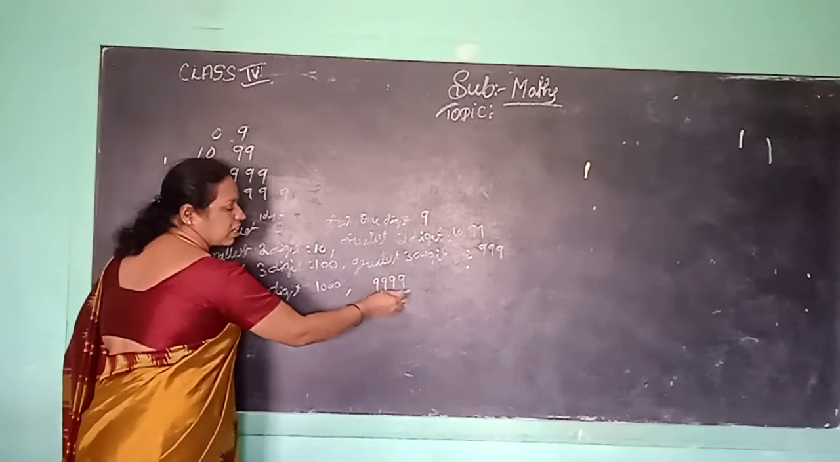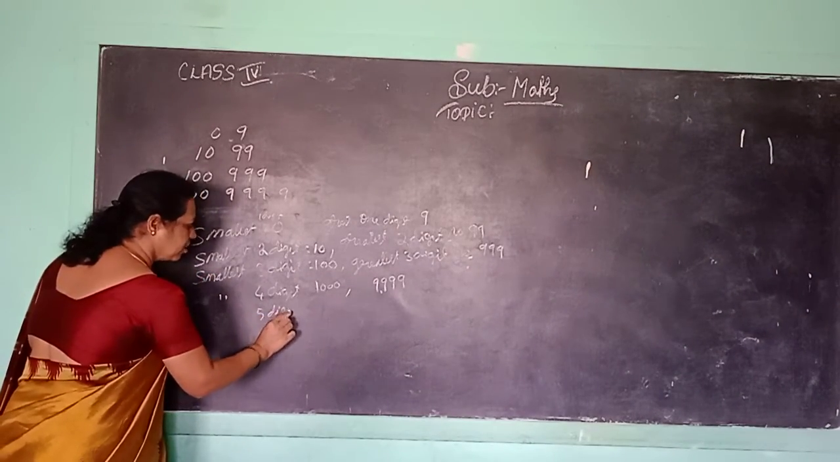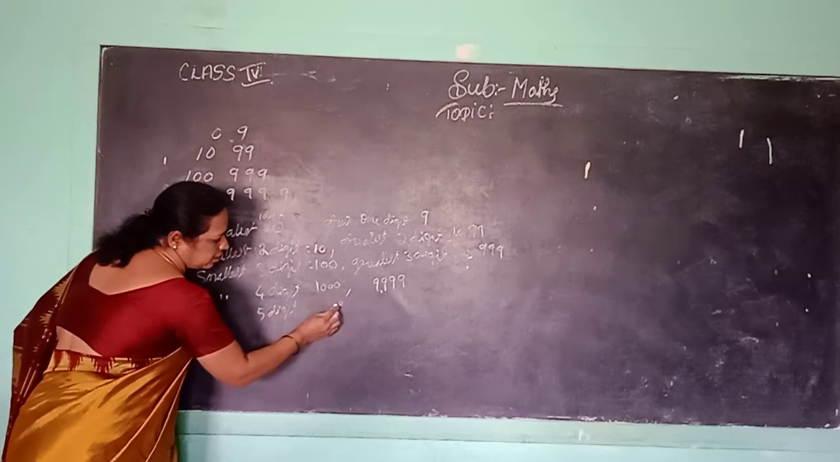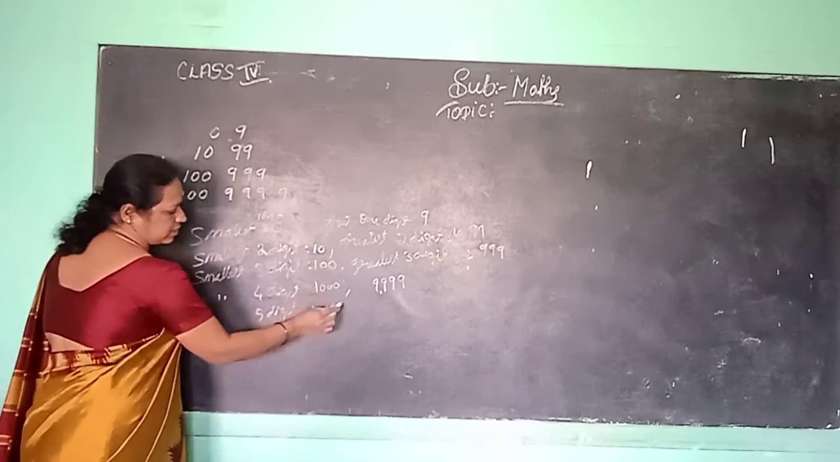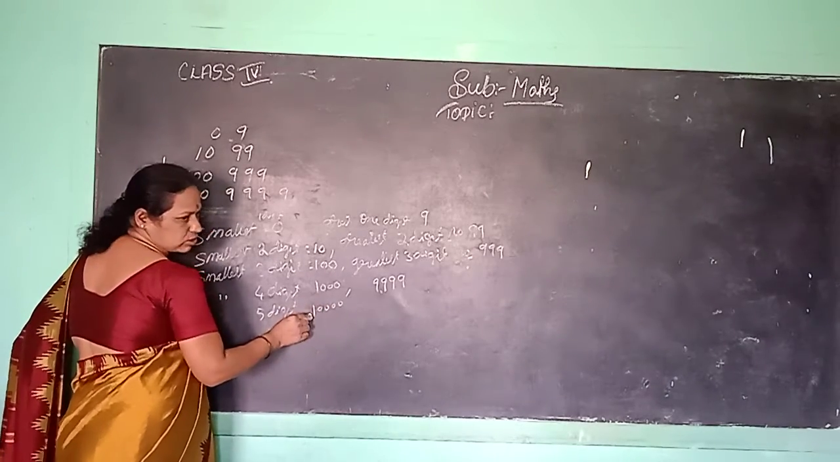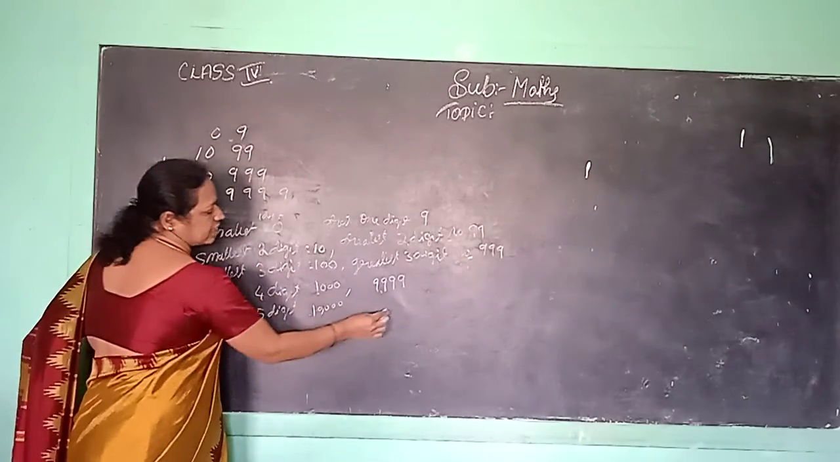1, 10, 100, 1000. 9,999. If you add one, how much will it come? 10,000 will come. See, a five digit number. Five digit number means 1, 2, 3, 4, 5. 1, 10, 100, 1000, 10,000. Here the four digit is 1000. The five digit is 10,000. Like that.